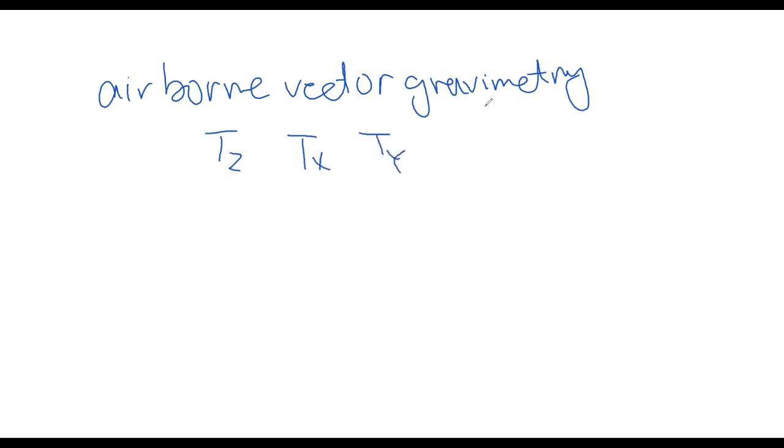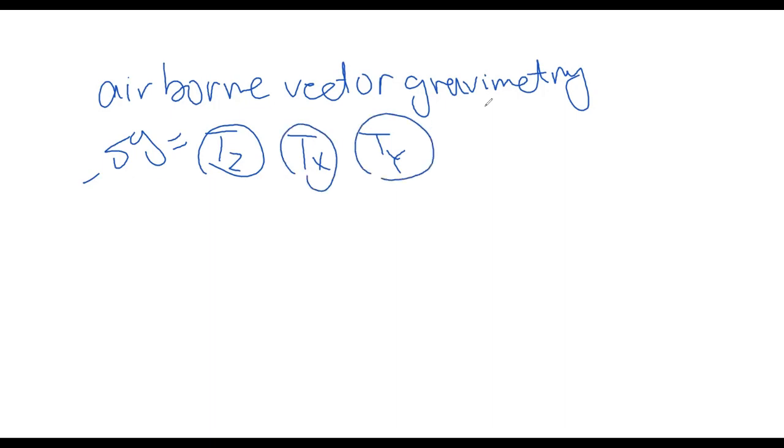The derivative of this one, Tz, is equal to this one, and these two are also measured. We measure a vector of gravimetry, an acceleration vector. So the question is how to determine the gravity field or the geoid from this vector. So let me write this vector in this form.